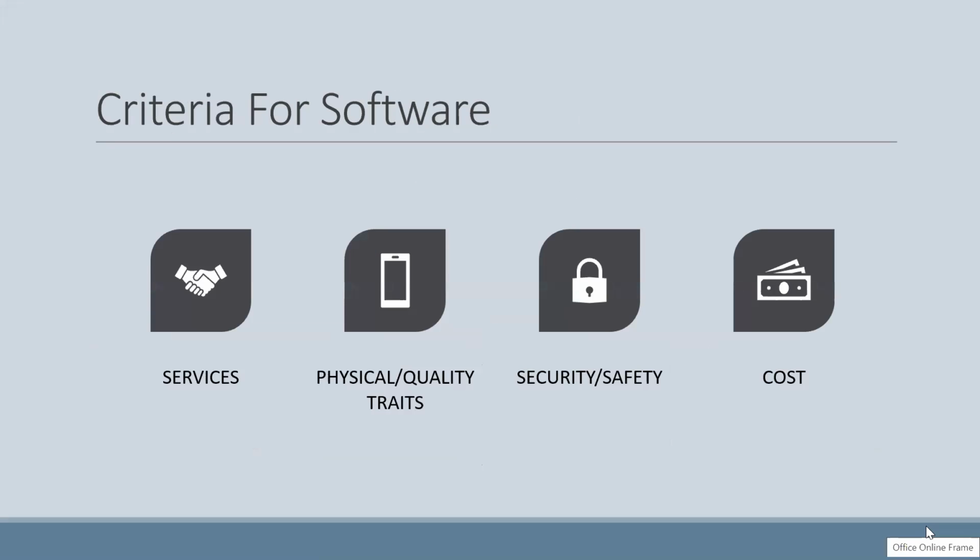When identifying a software, we looked at the services they provide, including routing and mapping. We also looked at the quality of the devices used for the software. Are we able to use our own devices? Do they provide devices? What operating systems do they work with? What are the costs and how durable are they?